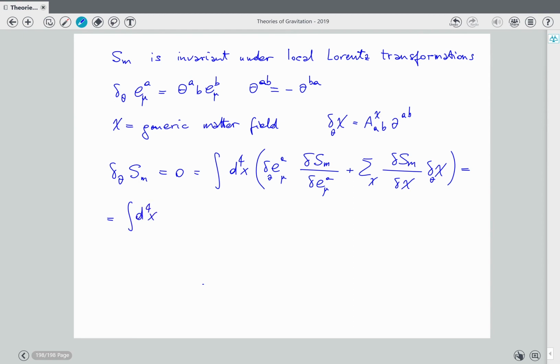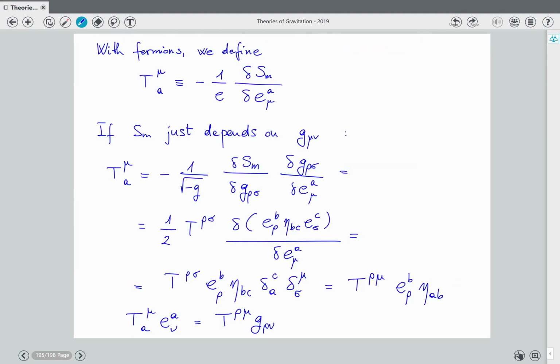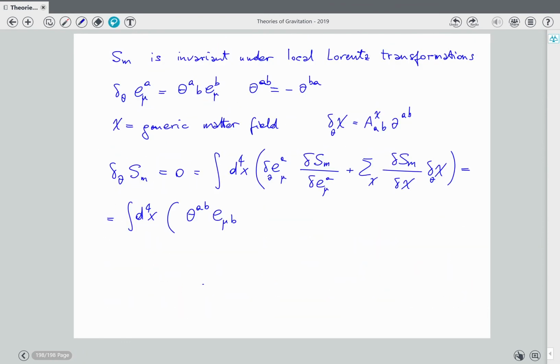So that is the integral d^4x of delta theta, theta^{AB} e_{μB}, and this delta S_M we can replace, as we know, by minus e times T^μ_A, plus the sum over chi of delta S_M over delta chi times delta_{θ^{AB}} chi, times theta^{AB}. Now this must be zero for every theta^{AB}.